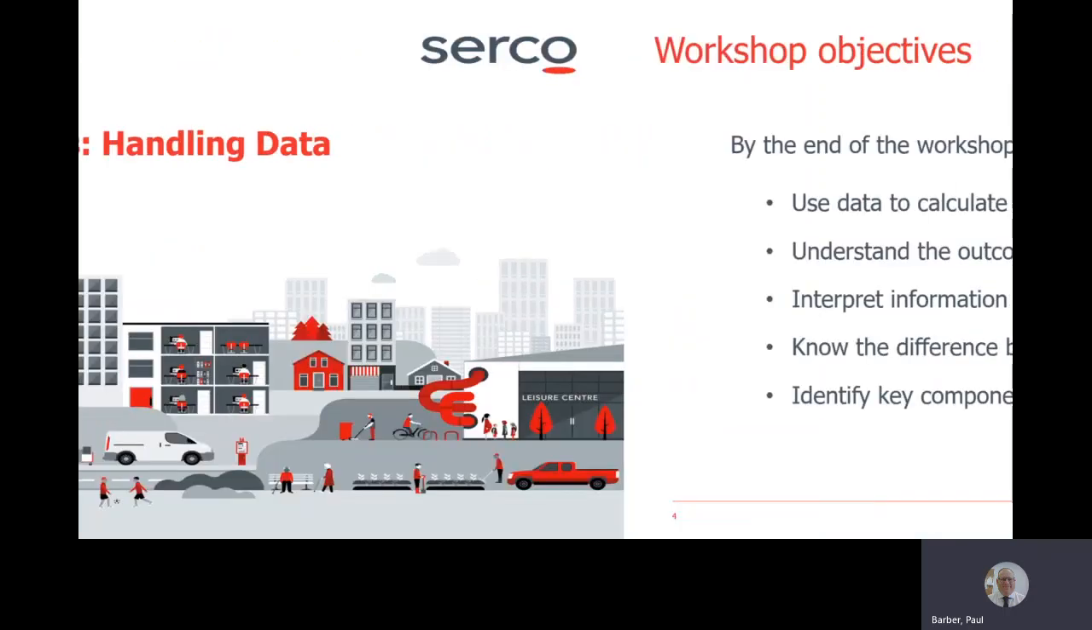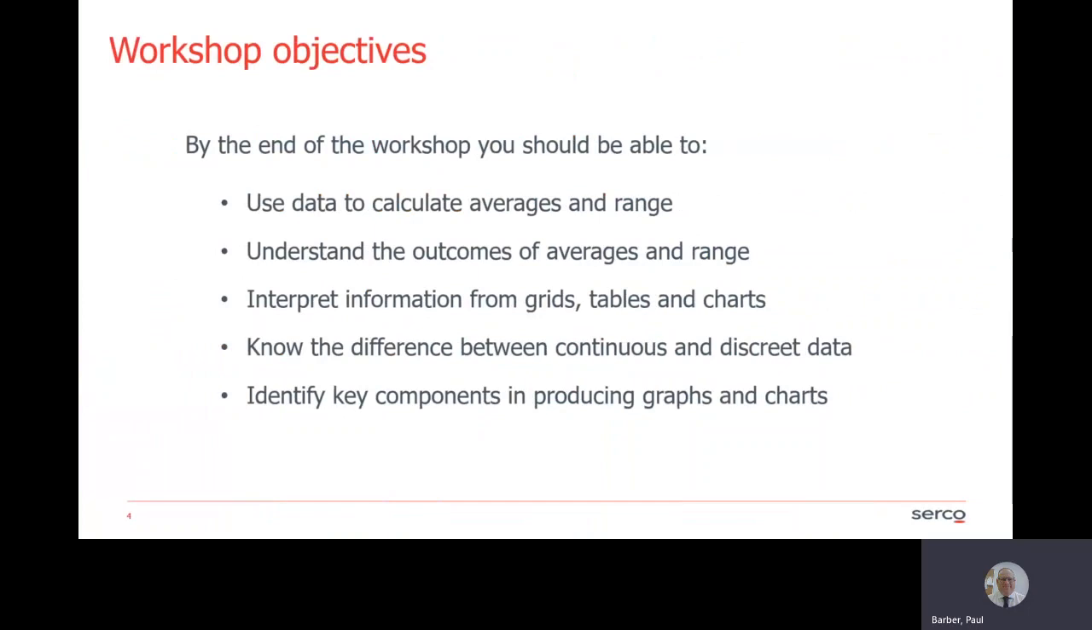So in terms of handling data, it's a key part of functional skills maths, and there are two main areas to it. So what we're going to look at in the workshop is those. The first thing is to look at data to calculate averages and range. I'll explain these terms as we go on. The key at level 1, you'll be asked to calculate average and range. The key at level 2 is to understand what you're calculating, what the data shows, and why you're using that type of calculation. So that's one of the key things to look at, is understanding the outcomes for those results.